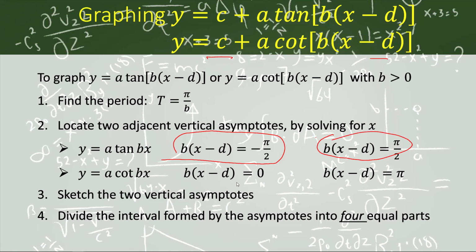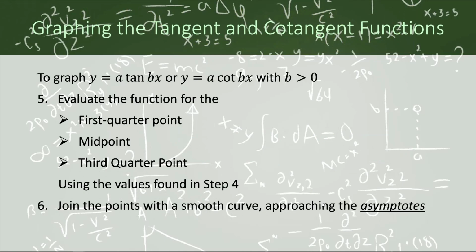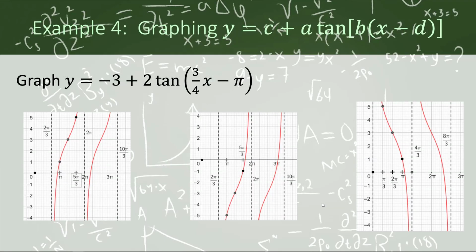And then for cotangent, to find the left asymptote, we just set the argument equal to 0, and then we set the argument equal to pi to find the right asymptote. Then we can sketch the asymptotes, find the midpoint, first quarter and third quarter, evaluate the function at those points, and then we can either plot the graph or, in our case, recognize the graph. And we can do that with this example.